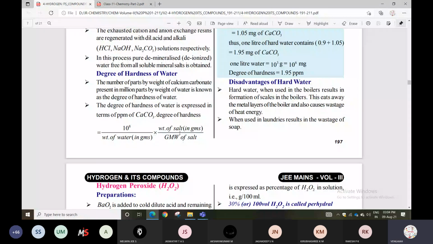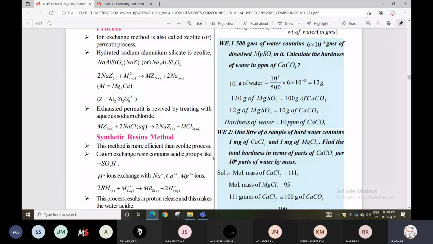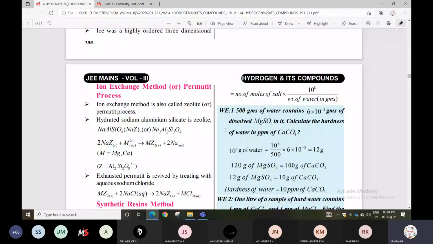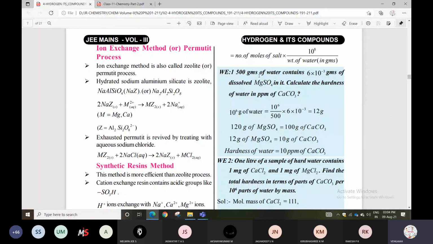10 power 8 by weight of water in grams, into weight of salt in grams, by gram molecular weight of salt. This will be useful for the entrance exam, so you can calculate. One more formula is there: number of moles of salt into 10 to the power of 8 by weight of water in grams. Number of moles of salt is nothing but weight of salt by gram molecular weight of salt. So you can calculate. They have given questions also.